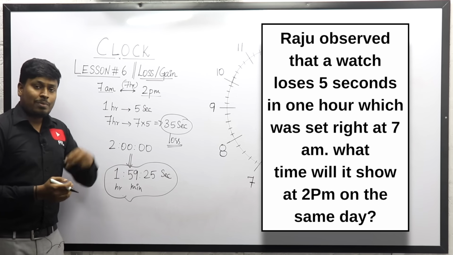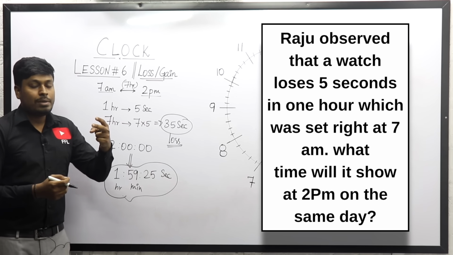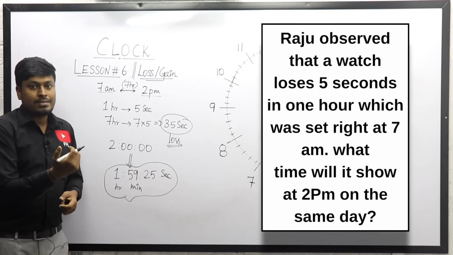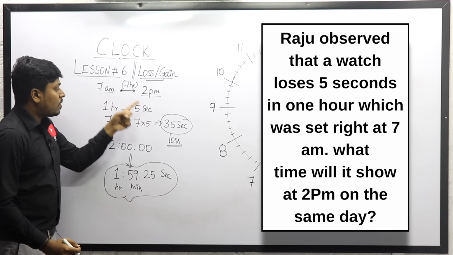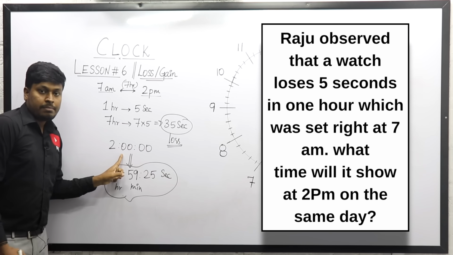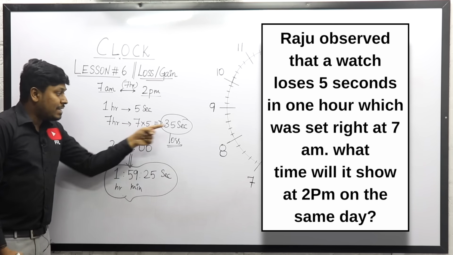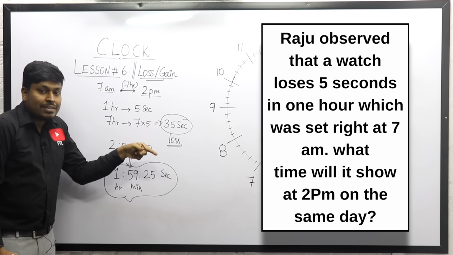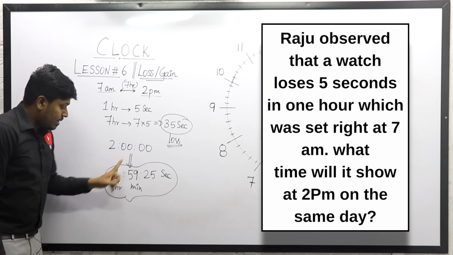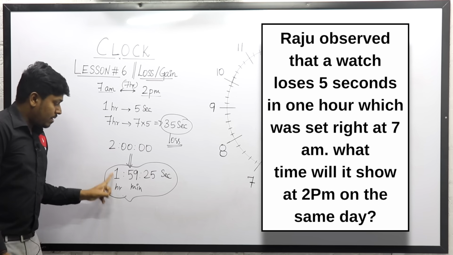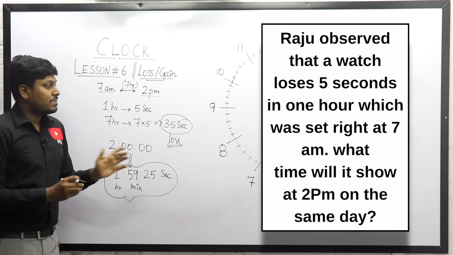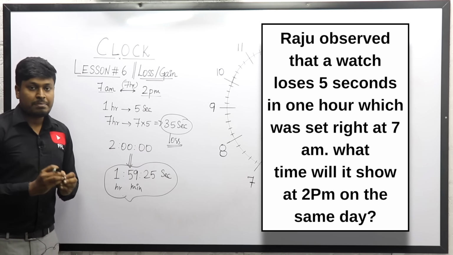Got the logic, friends? In the previous question we added the number. Why? Because the clock gains. But in this question the clock loses 5 seconds. So for 7 hours the clock will lose 35 seconds. The right clock will show 2 p.m., but the wrong clock will lag 35 seconds behind the right clock. So we need to subtract 35 here. So 1 o'clock, 59 minutes, 25 seconds. This will be the answer for question number 3.